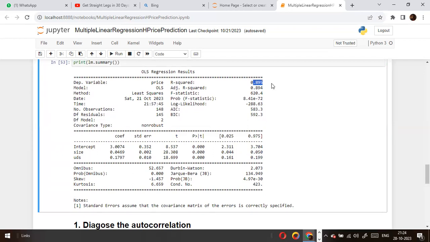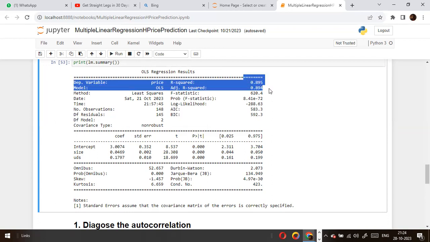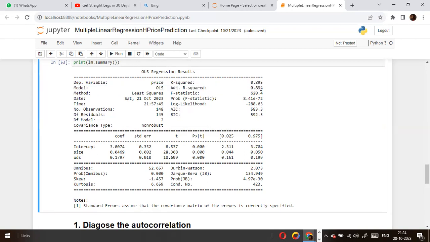So this is another metric apart from the root mean squared error. The R squared and adjusted R squared are very much used to measure linear regression model performance. If the R squared value or the adjusted R squared value is closer to 1, it means your model accuracy is good. Here it is 0.90, which is somewhat closer to 1. Good. Now the question: what is the difference between R squared and adjusted R squared?